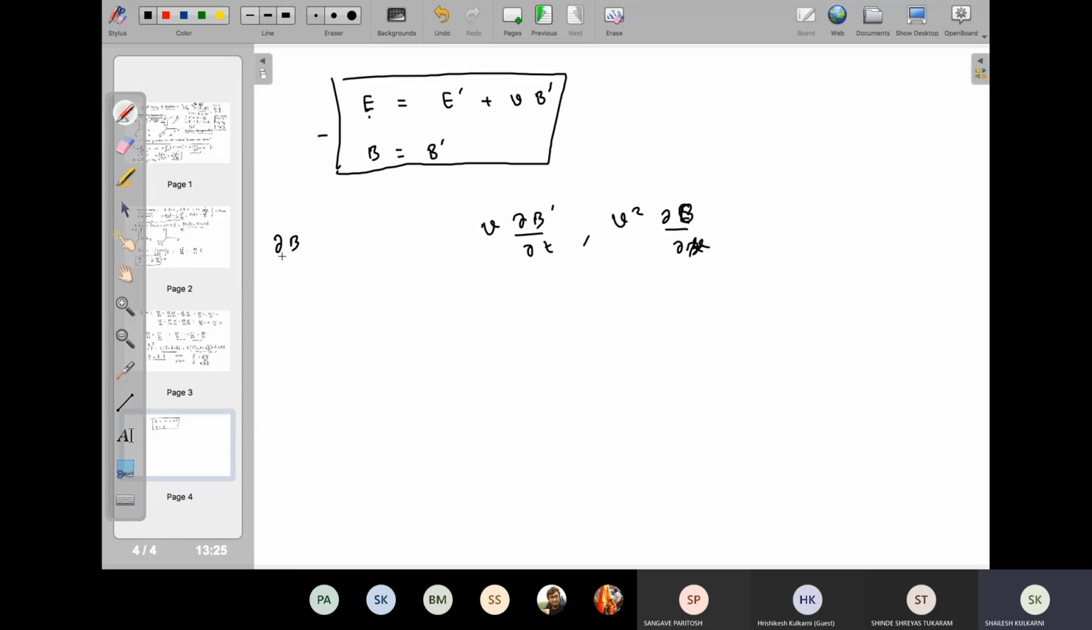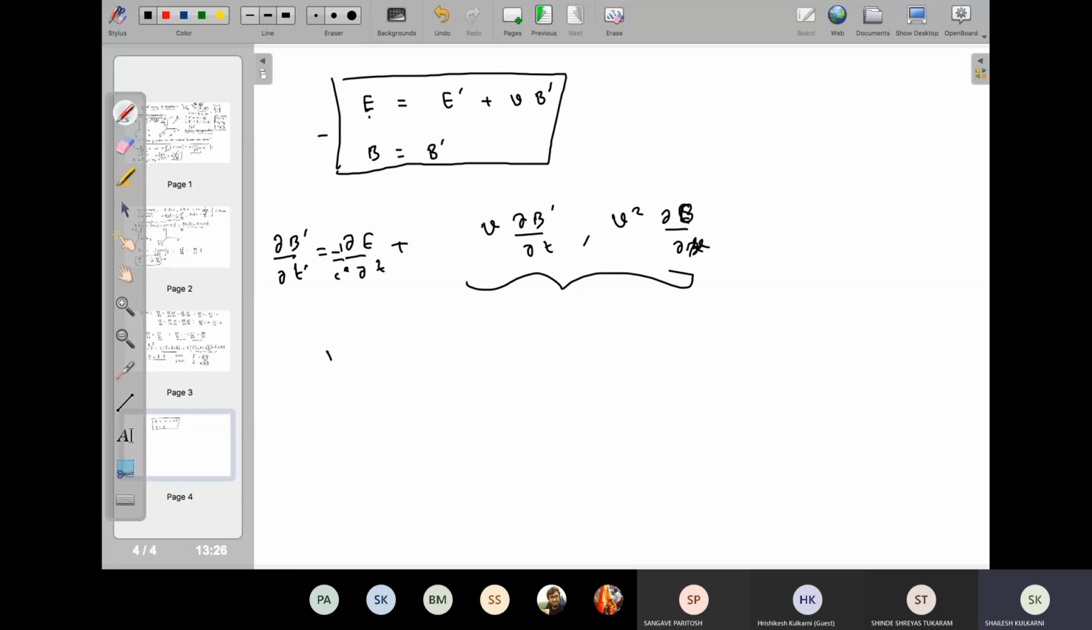Okay, del B by del T prime will be equal to del E by del T, and then there will be 1 over C square. This will be there, plus some extra terms which will go to 0 when V equals 0. But if there is a non-zero V, these terms will be there. So the rule is completely different.